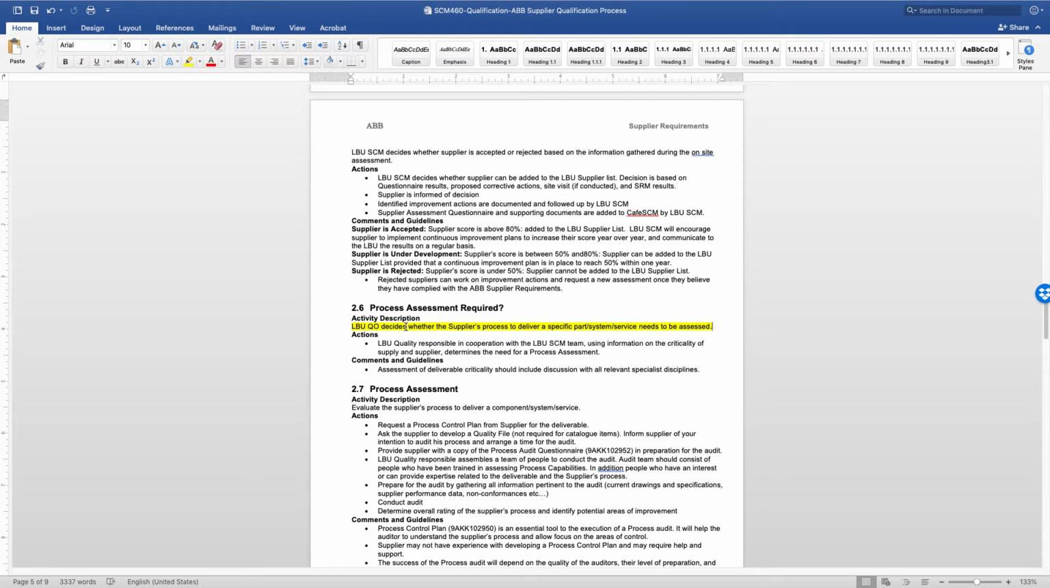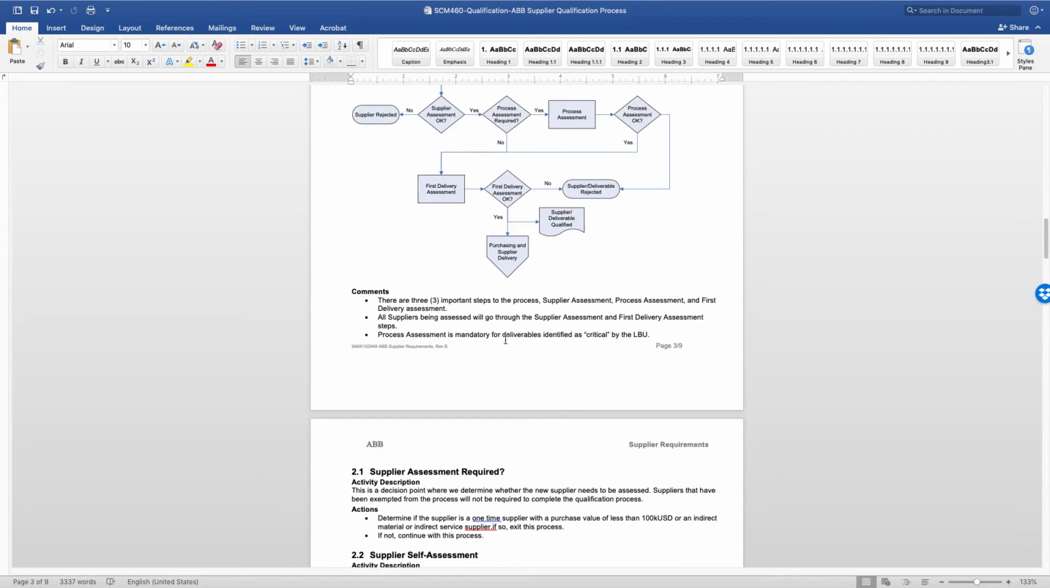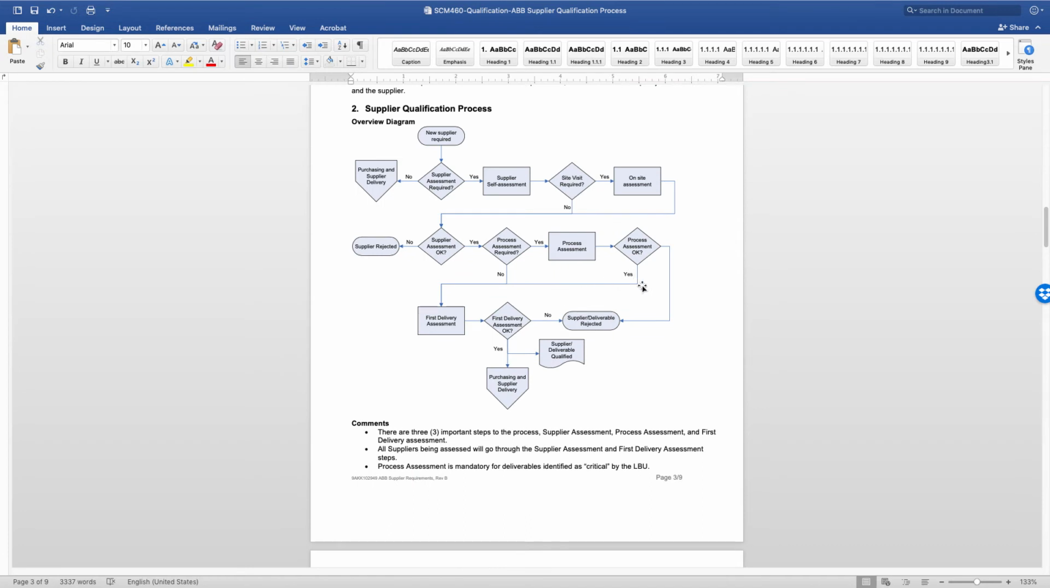So in this case, the production unit, which is LBU quality, which I don't remember what that is, decides whether a supplier process to deliver a specific part, system, or service needs to be assessed. So in case we need to evaluate the supplier process, we ask the supplier for further information, or we go visiting and seeing the supplier production process, and in light of this, we understand if the supplier process assessment is okay or not.